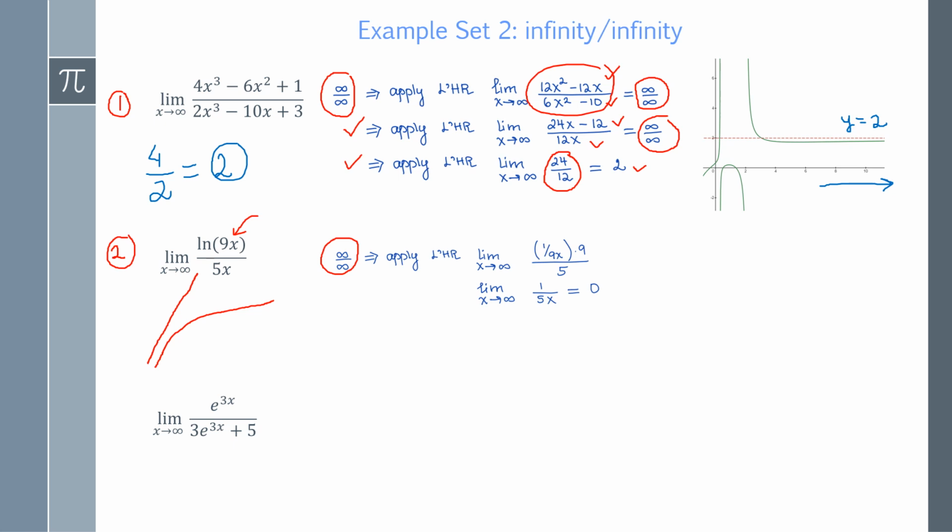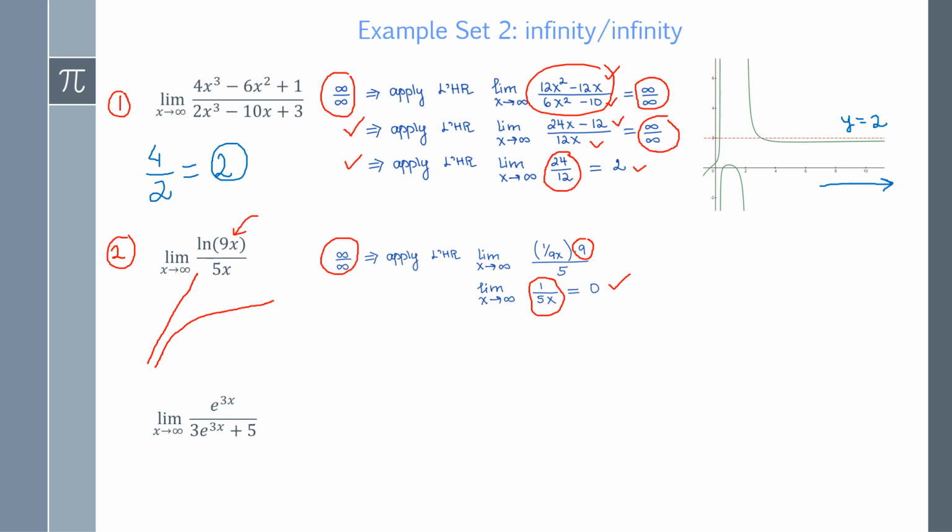So we take the derivative on top, divide by the derivative on the bottom. Okay, so that will be 1 over 9x, and by chain rule, times 9. And the derivative on the bottom is just 5. So we need to compute the limit as x goes to infinity of the expression 1 over 5x, and that is clearly 0. Okay, so this result shouldn't be very surprising either.